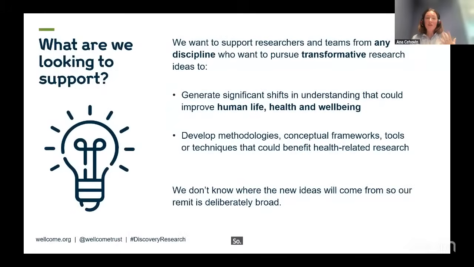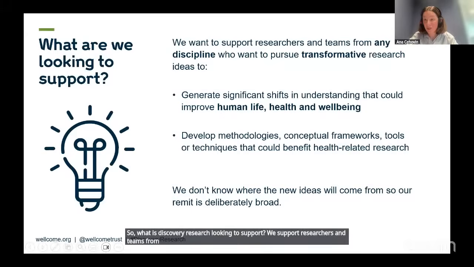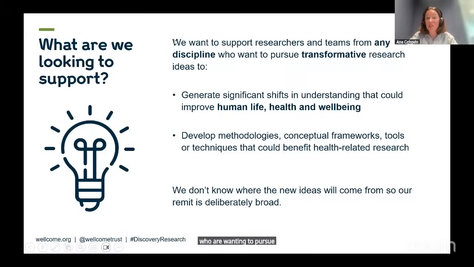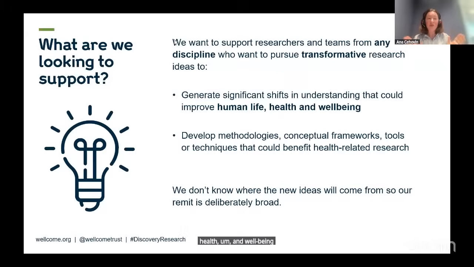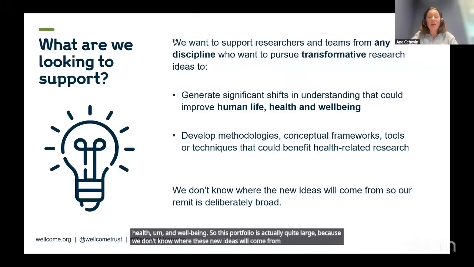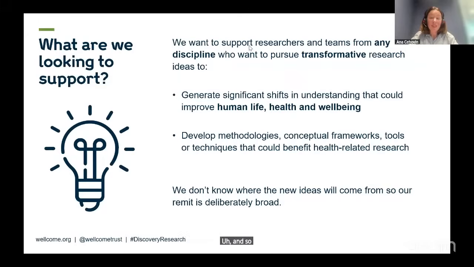So what is discovery research looking to support? We support researchers and teams from any discipline who want to pursue transformative research and ideas to generate significant shifts in understanding about human life, health, and well-being. This portfolio is actually quite large because we don't know where these new ideas will come from. And so our remit is deliberately broad.